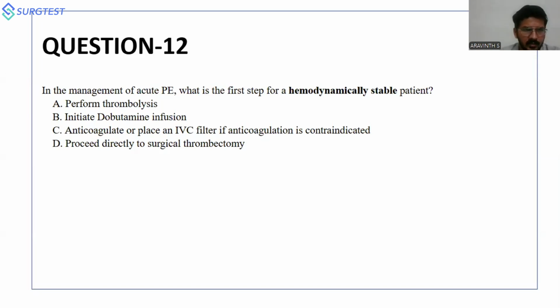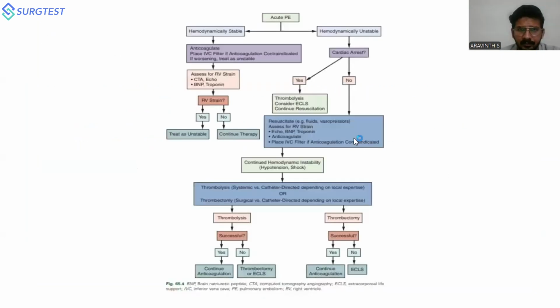Somebody says perform thrombolysis. Okay. All right. Anticoagulate plus an IVC filter. Right. Okay. So the right answer is anticoagulate or place an IVC filter. This is where most people get confused. So listen carefully.